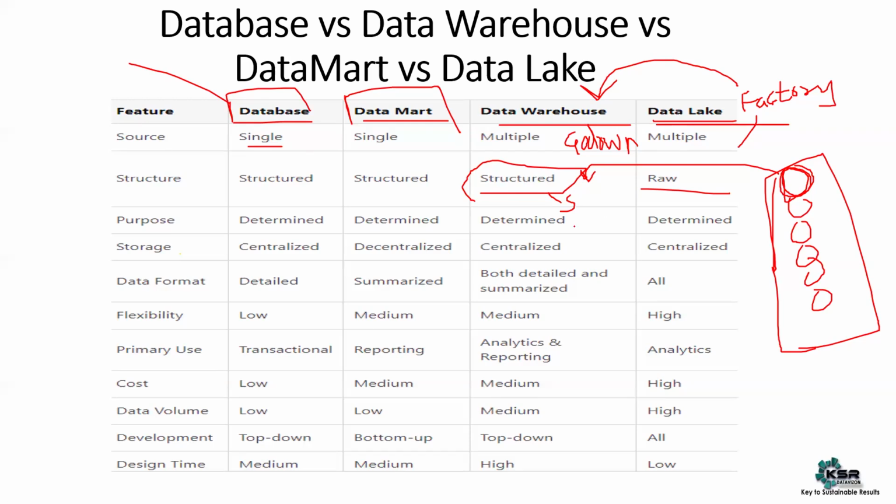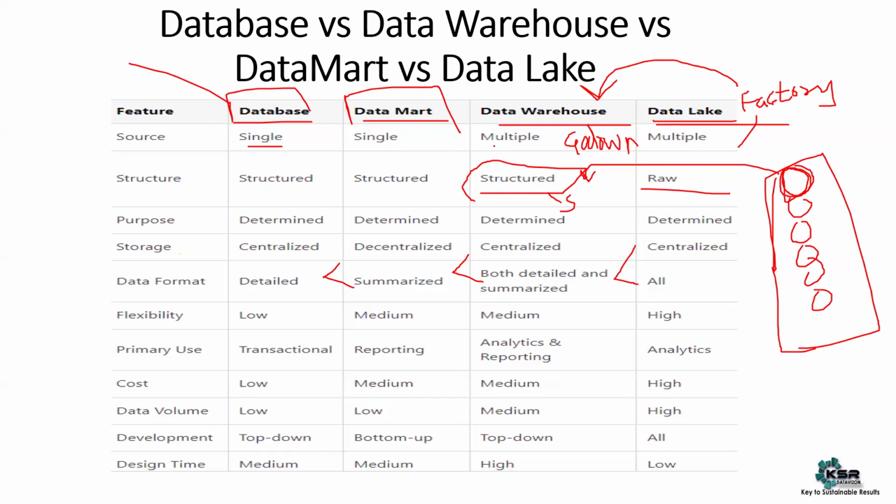So in simpler terms, data lake is the highest. After data lake, data warehouse is the highest. After data warehouse, data mart is the highest. And database is at the lowest level. So data lake is the biggest information. After data lake, the second biggest is data warehouse. Third biggest is data mart. And the very smallest information is your database. Yep. Any questions on these?